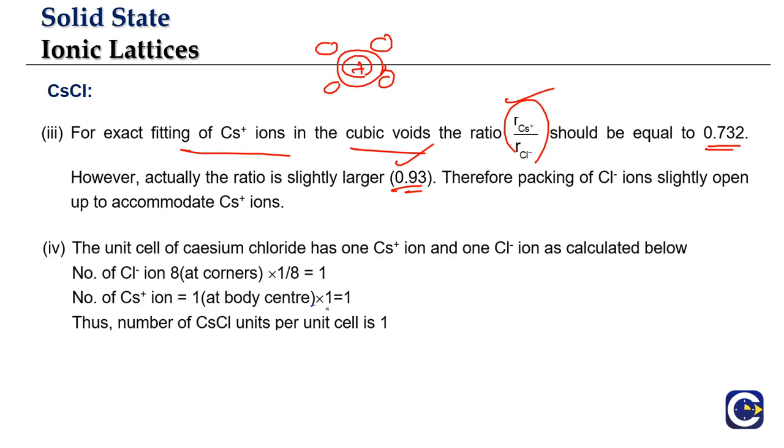Now if you count the number of cesium ions and chloride ions in the unit cell, since chloride ions are at the corners, 8 corners are there, and the contribution is 1/8. So the number of chloride ions will be what? 1 for the unit cell. And cesium, there is only one sitting at the body center, so it is fully in the unit cell, and the contribution is 1. So the number of cesium chloride units in a particular cell is going to be what? 1. There will be one cesium plus ion and one chloride ion.